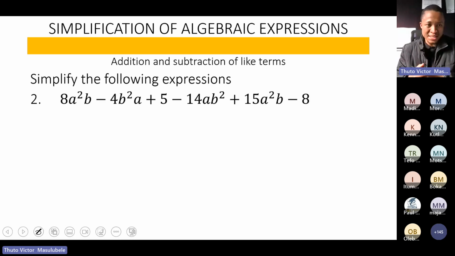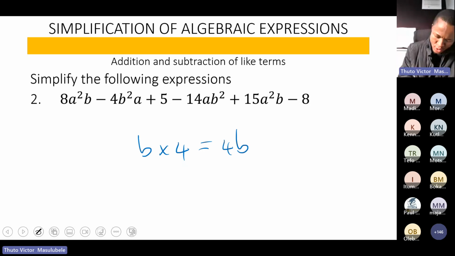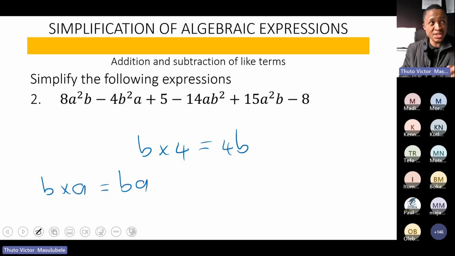Now let's move on to the next one here. We also need to simplify this expression. It looks complicated, but it's actually simple if you understand the conventions of writing a mathematical expression, especially algebraic expressions. Remember what I said as well. Not only when you multiply, say now you want to multiply b with 4, the simplified expression will be 4b. And again, if you are trying to multiply b with a, instead of saying ba, you rearrange your factors in alphabetical order.